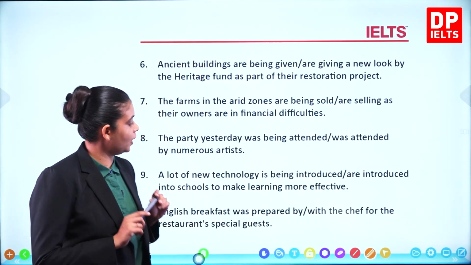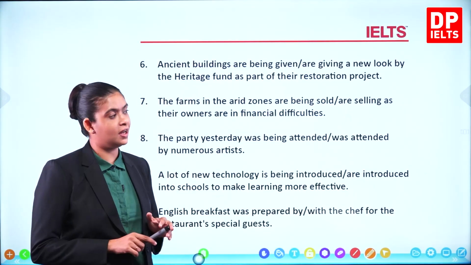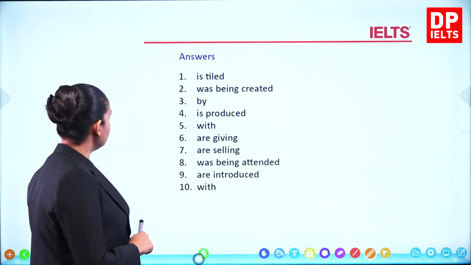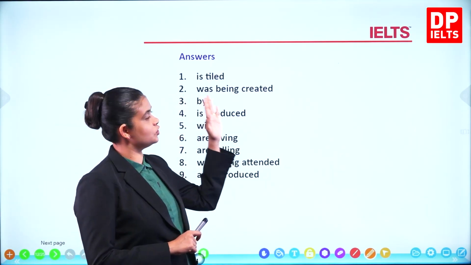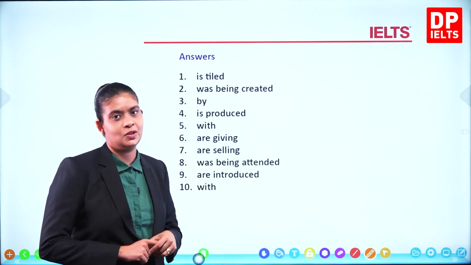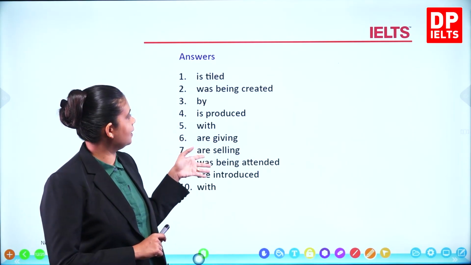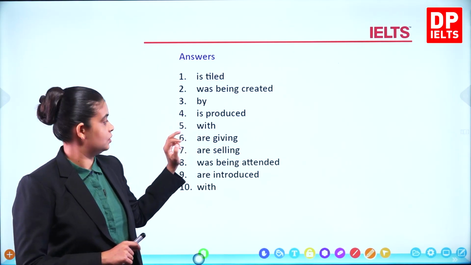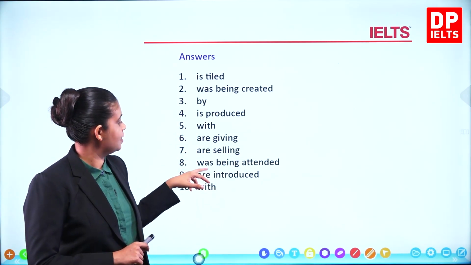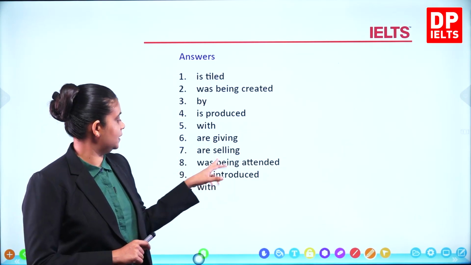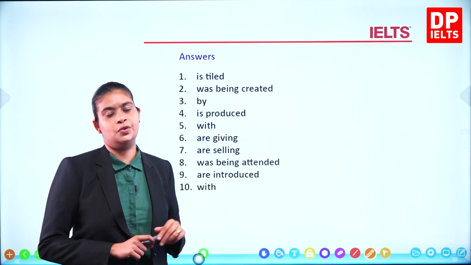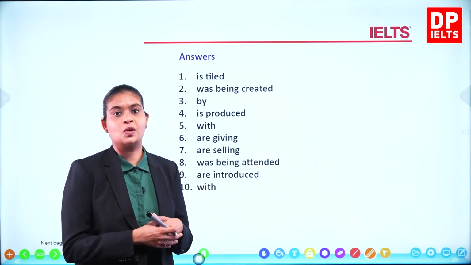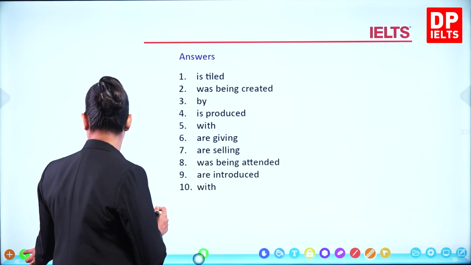Alright, so I hope you have jotted down all the answers, right? Let us have a look at the answers. So here are the words that you should have actually crossed out. These are the incorrect ones, right? Is tiled, was being created, by, is produced, with, are giving, are selling, was being attended, are introduced, with. Alright, so let's have a look at these answers one by one.